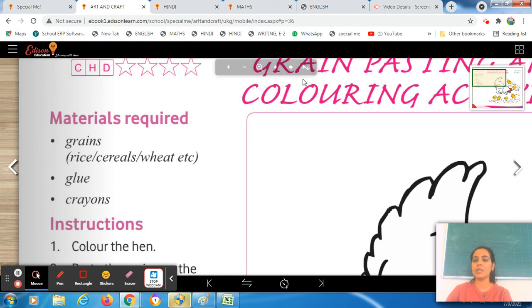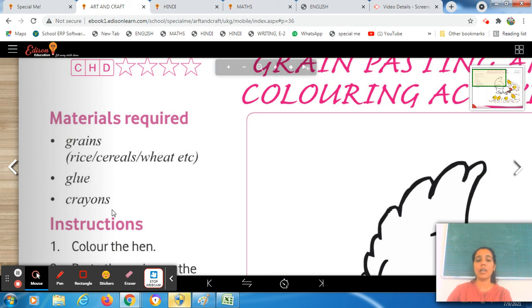So first thing, as you see that here the caption is giving us the clear idea that we have to paste grain. So what you will need, you need some grains. Either you can have rice, so you can use rice also. You can use cereals as well as wheat. Whatever is there with you, whatever is easily comfortable, you can pick that as your grain. Okay, and because we have to paste it, in this activity we have to do grain pasting. So for pasting you must require glue. Okay, so grain and glue is a must.